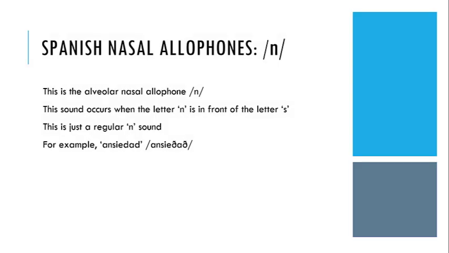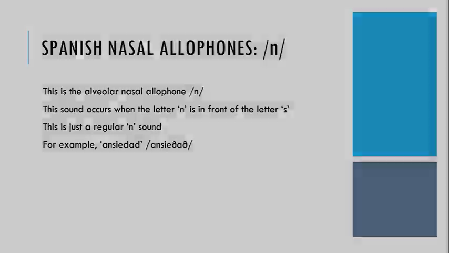Next on our list, we have the regular n sound. This sound occurs when the N is in front of an S sound and does not have a different pronunciation than n. For example, if you had this word, it would be pronounced as ansiedad, with a regular alveolar N.